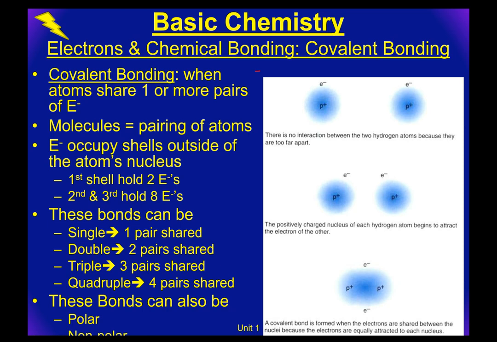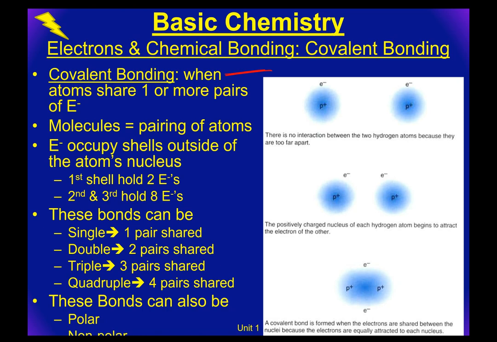So covalent bonding is when atoms share one or more pairs of electrons. Molecules are when you have pairing of atoms, when you've got atoms kind of stuck together. Electrons occupy shells outside of the atom's nucleus. We know this. First shell rule is 2. Second and third shell is the octet rule, so it's 8.